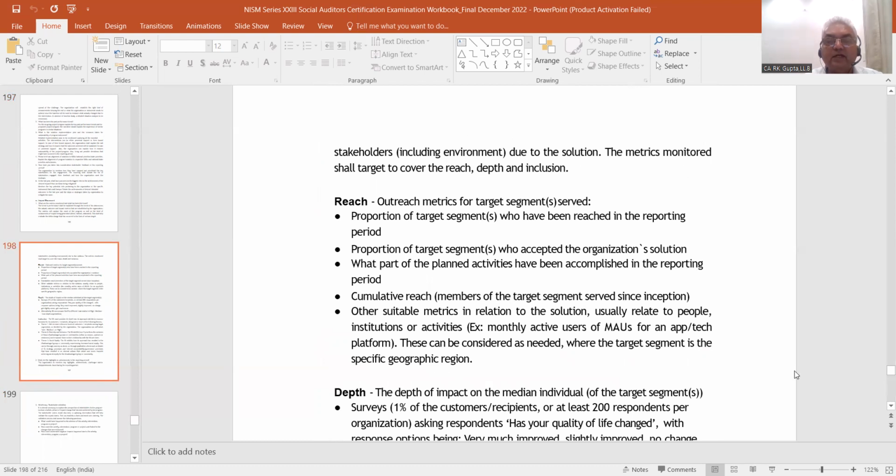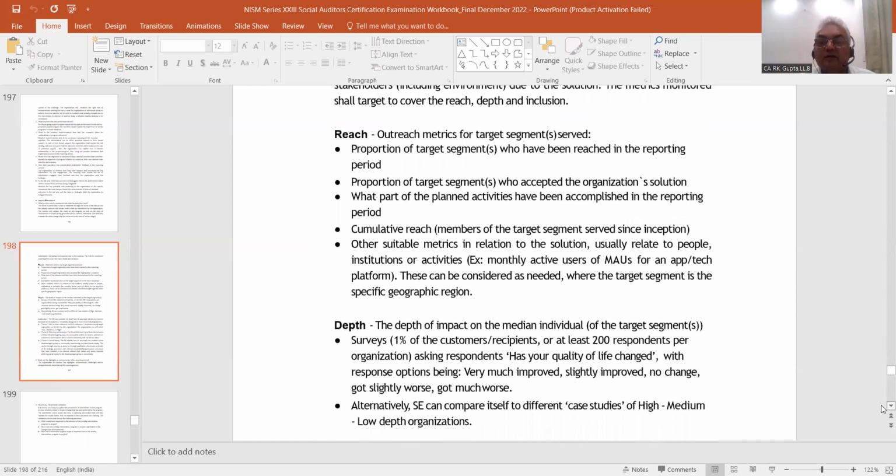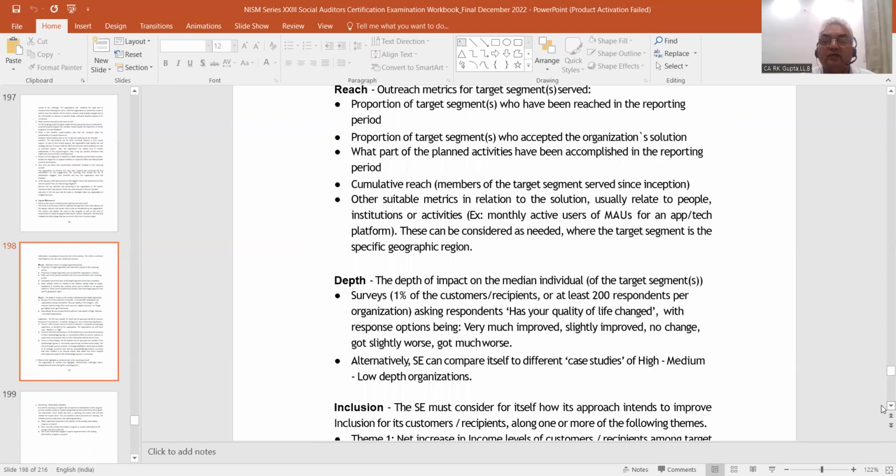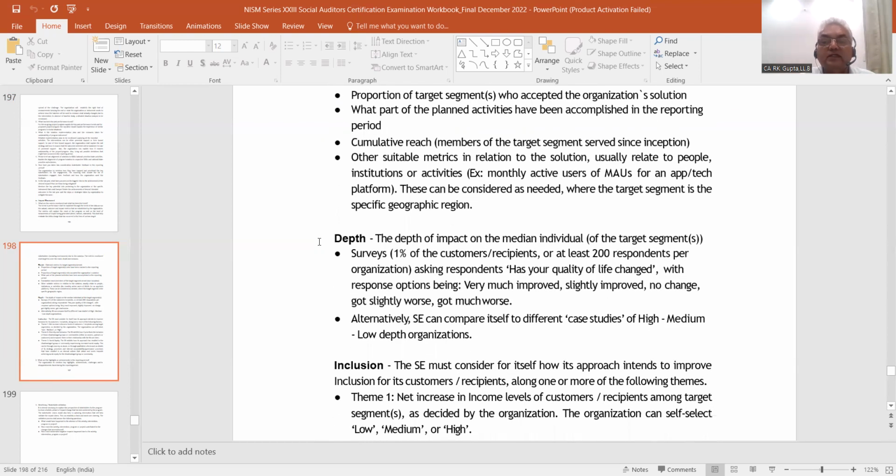फिर रीच कैसे रही आपकी, डेप्थ क्या रही, ये सारा आपको इसके अंदर देना है अपनी ये जो एनुअल इम्पैक्ट रिपोर्ट है. डेप्थ में आ जाएगा डेप्थ ऑफ द इम्पैक्ट ऑन द मीडियन इंडिविजुअल, ठीक है, ऑफ द टारगेट पॉपुलेशन. जैसे सर्वेज में क्या है, 1% ऑफ द कस्टमर्स रिसीवमेंट और एटलीस्ट 200 रिस्पोंडेंट्स पर ऑर्गेनाइजेशन आस्किंग रिस्पोंडेंट्स, has your quality of life changed, with response options being very much improved, slightly improved, no change, got slightly worse, got much worse. तो इस तरह से, ठीक है.